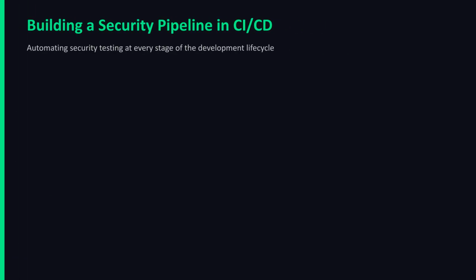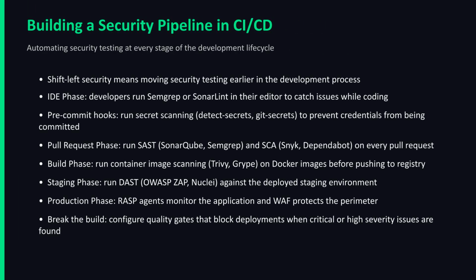To secure your development, implement a CI/CD pipeline that shifts security left. Run secret scanning before committing, perform SAST and SCA on pull requests, and use DAST in staging environments. These gates help you catch issues before they reach production.